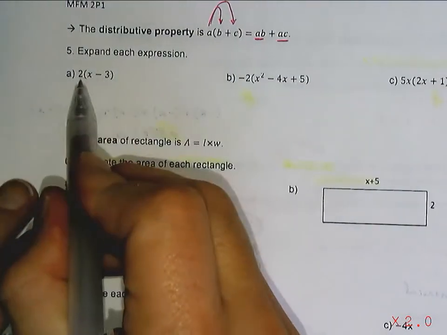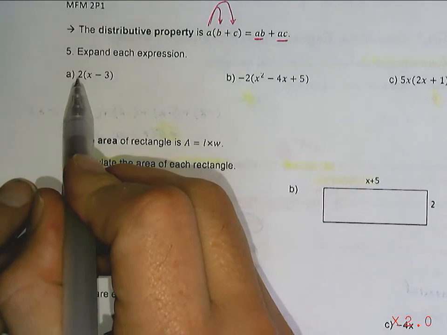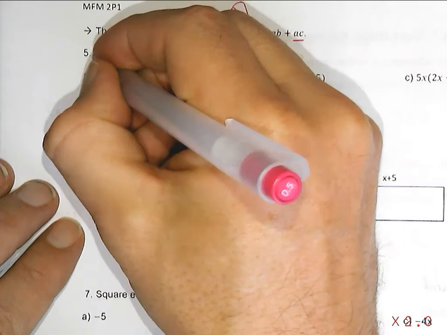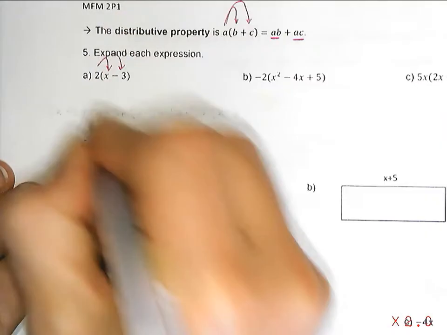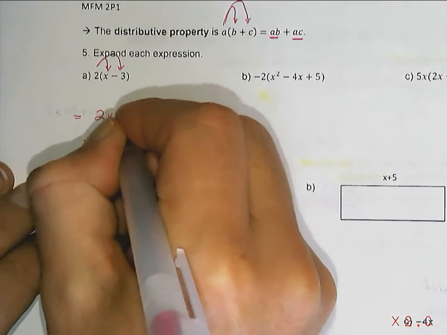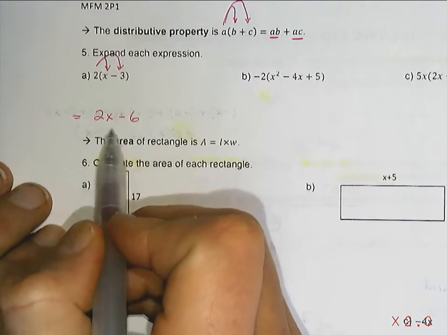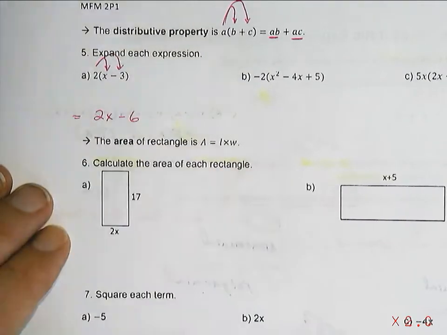Here's an example of one that we've done a few times here: 2 times (x minus 3). Now, the answer is real simple. The answer is 2x minus 6. A lot of you forget about that negative. You've got to be careful. You've got to remember that that's positive 2 times negative 3.